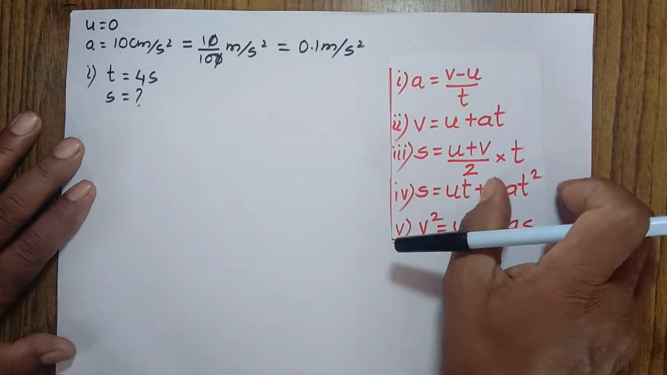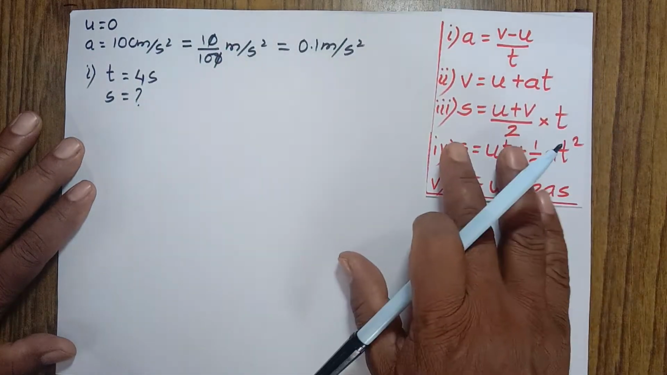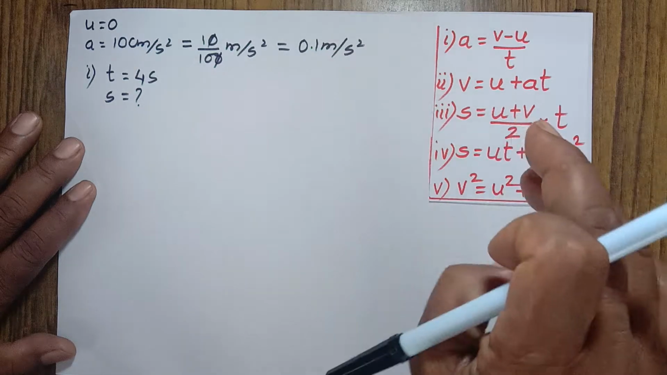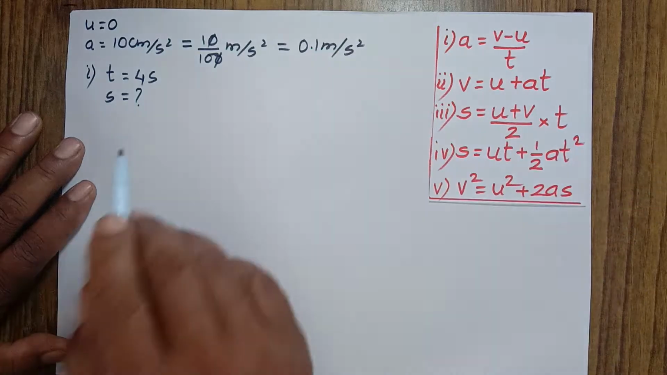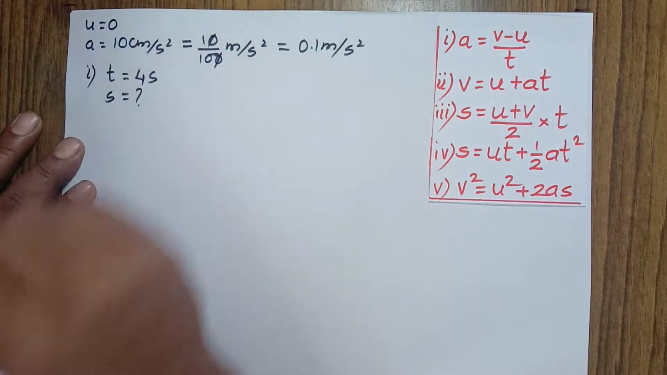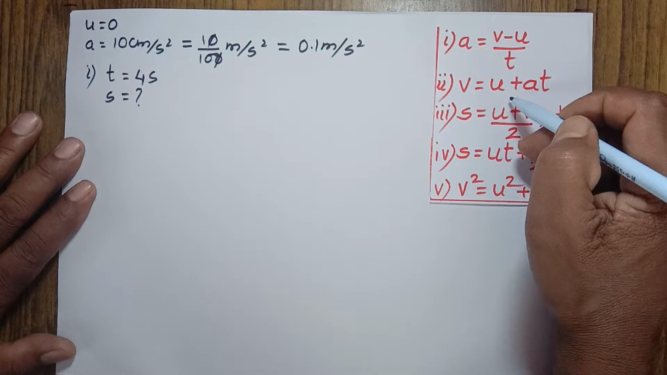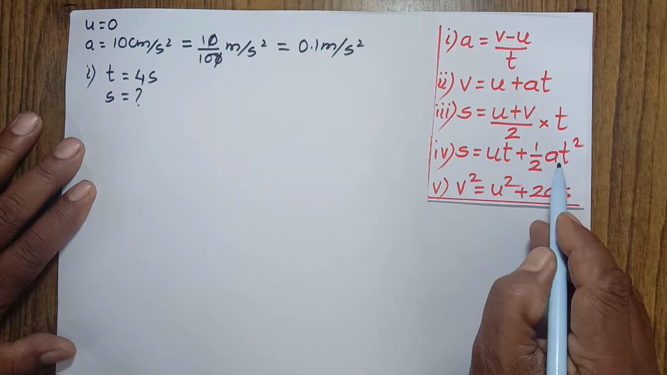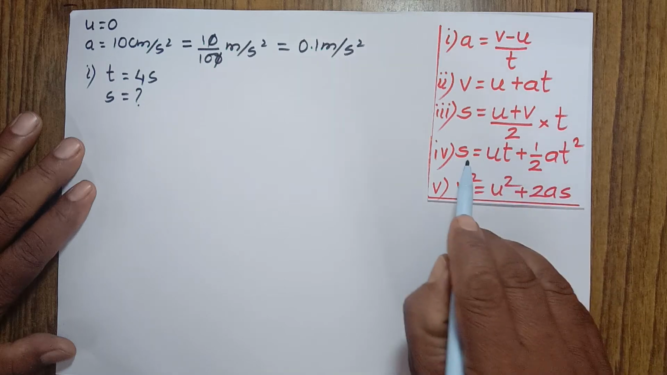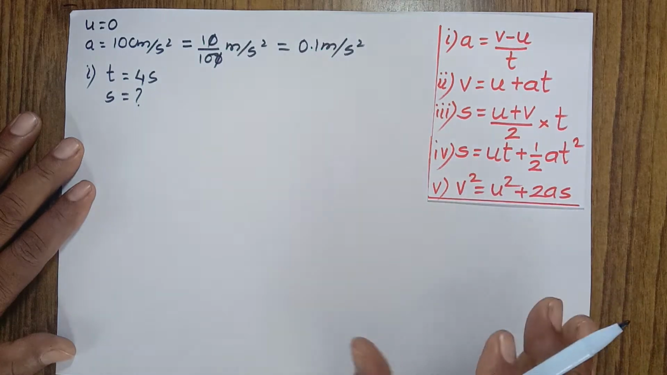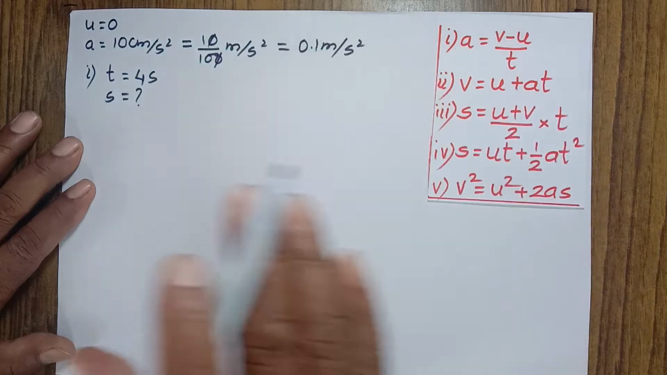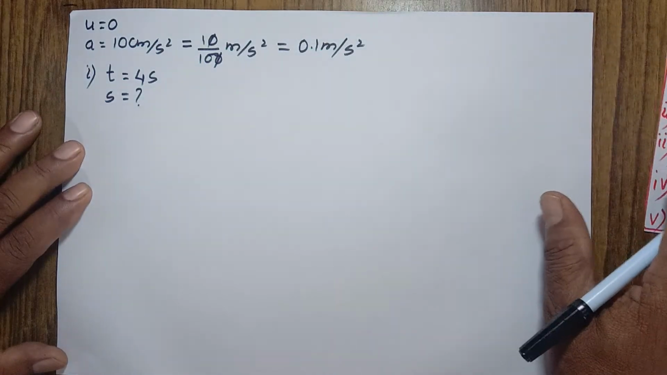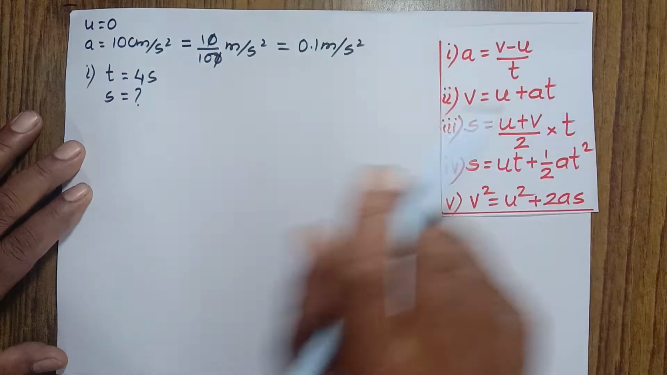In previous class I told you some equations. These are the equations which we use to solve the numerical problem, and we have to select one of them in which we have u, a, t, s. s is missing from 1 and 2, and u is missing in third. u, a, t, s is present in equation number 4. That's why I want to select this to solve numerical problem. Okay, now how can we solve this?